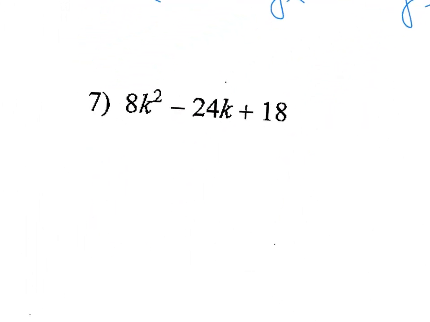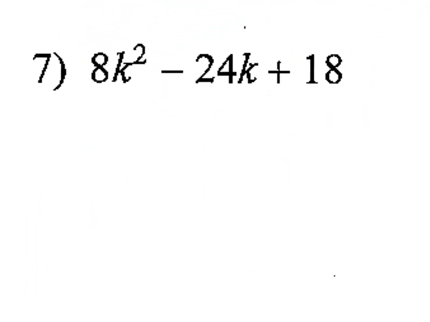Okay. Number 8 or number 7 here. Now on this one, when I'm looking at this one, I can see that they're all evens right off the bat. So I know at least a 2 should come out. Okay. And GCFs are huge because it makes your numbers a lot smaller and easier to work with. Okay. So I'm going to pull out a 2 and get 4k squared minus 12k plus 9.